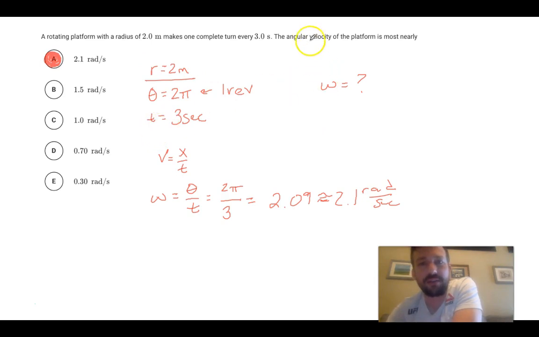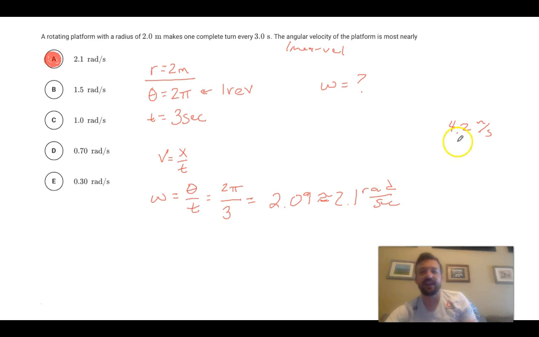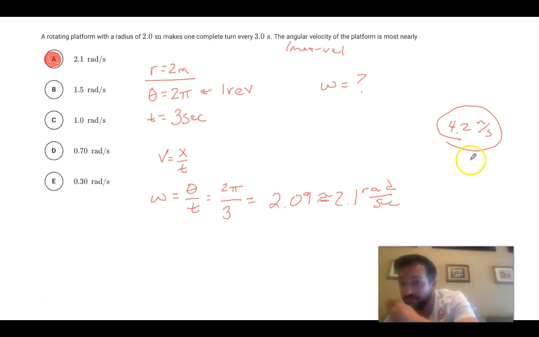Now, if they would have asked me for linear velocity, I could have just multiplied this by 2, and it would have given me 4.2 meters per second. Like I said before, this is much easier to visualize. 4.2 meters, we understand what that is. That's around 12, a little more than that, like 13 feet every second. You deal with those units a lot, so it makes more sense.